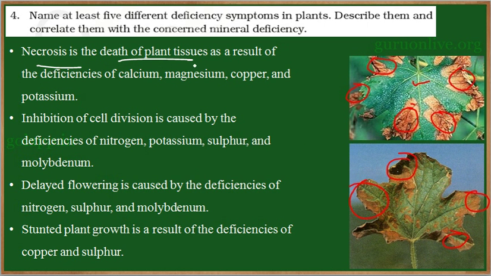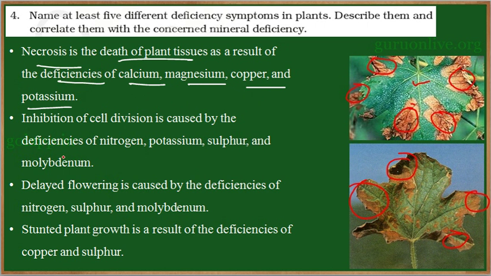Necrosis is the death of plant tissue, and this results from the deficiency of calcium, magnesium, copper and potassium. All these elements are essential elements. They take part in plant physiology and metabolism. So when there is a deficiency of these nutrients, the metabolic reactions of physiology will be affected, and that is the reason the plant tissues will die. This death of plant tissue is called necrosis.